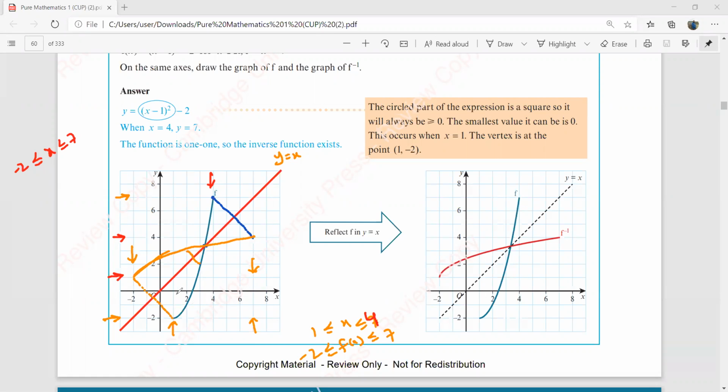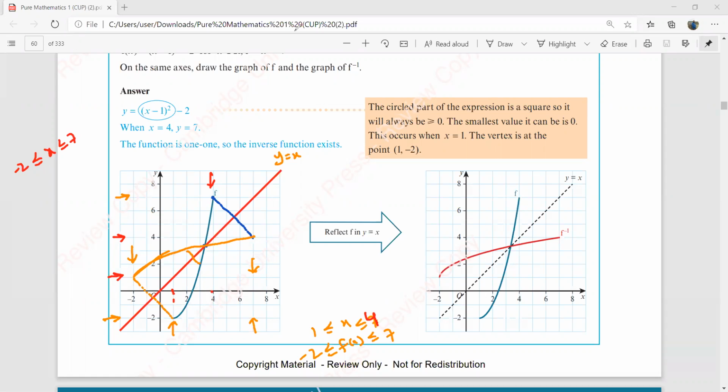This curve has been drawn between 1 and 4. But can't you see that? What is the domain for this blue curve here? Hello? This is from this 1 to this 4. Okay? Now, you look at this 1 and 4. Yeah, 1 to 4.